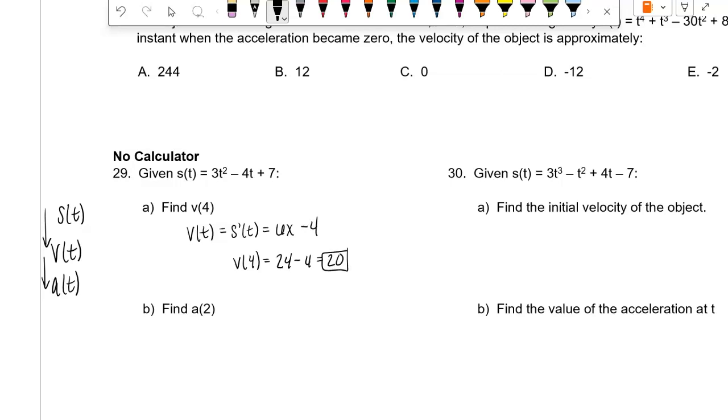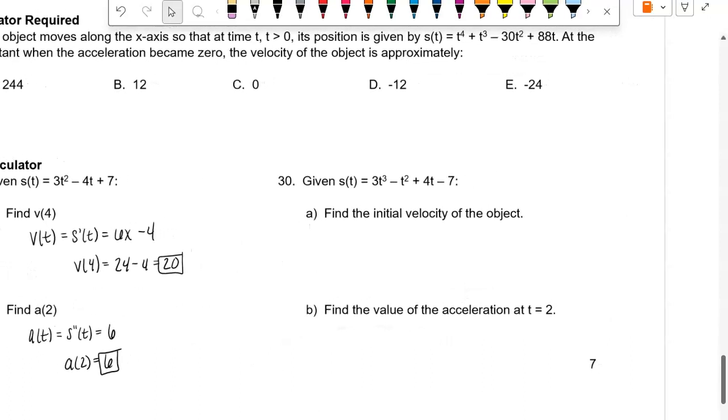Now, in order to find A of 2, you're going to use your velocity function and find the derivative. So A of t is technically the second derivative of position. When I take the derivative of 6x minus 4, the 6x becomes just 6 and this constant goes away, so you're just left with 6. To find A of 2, well, there's not a t value to plug into, so my answer is just 6.